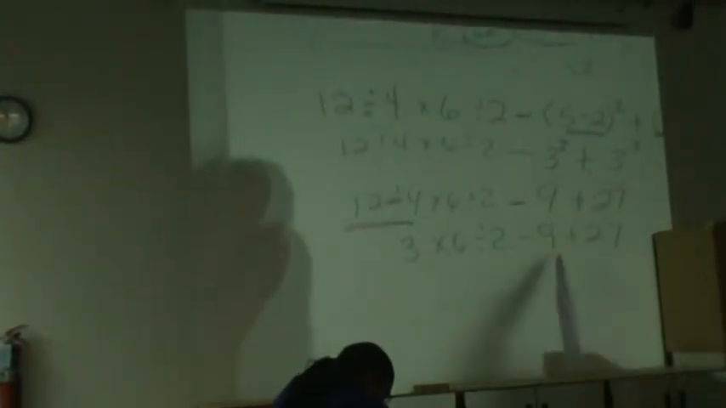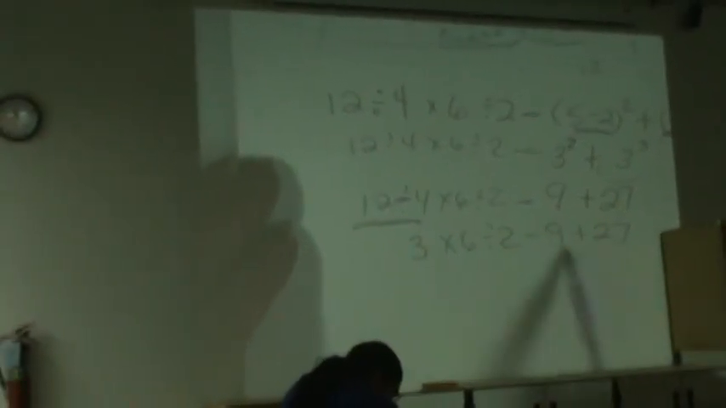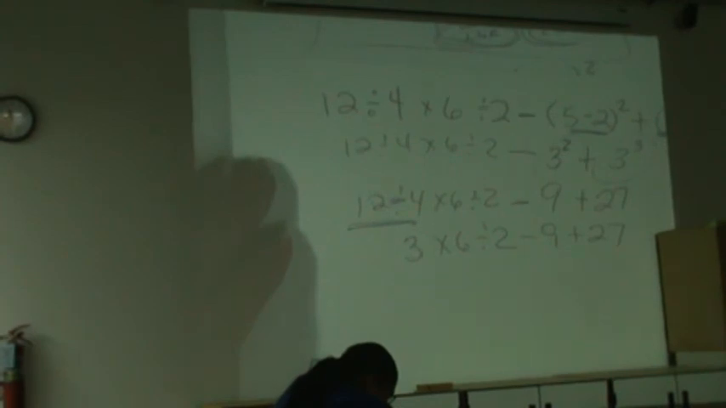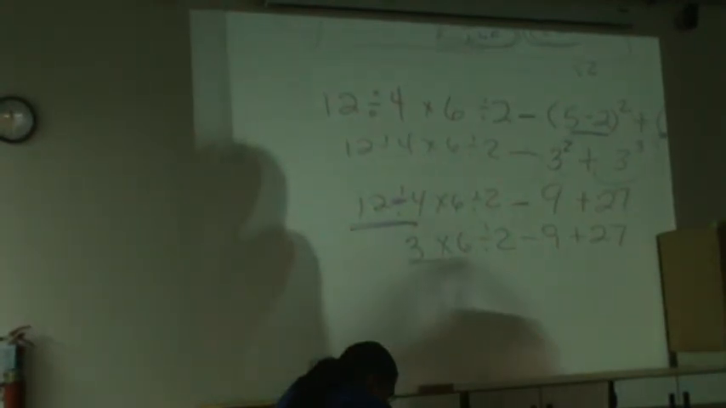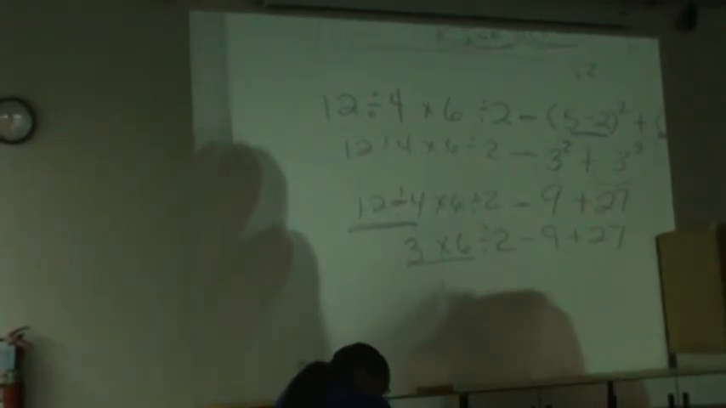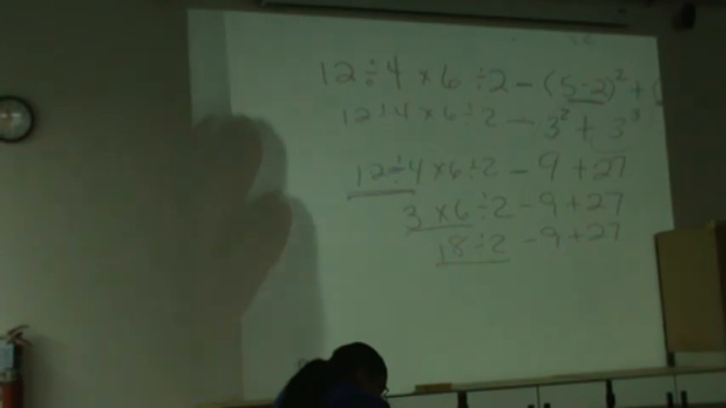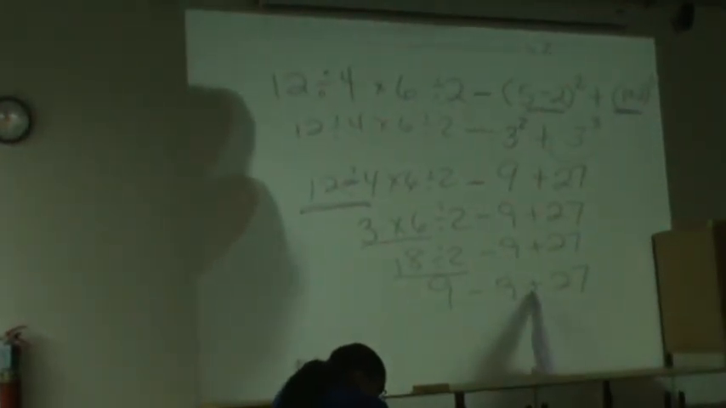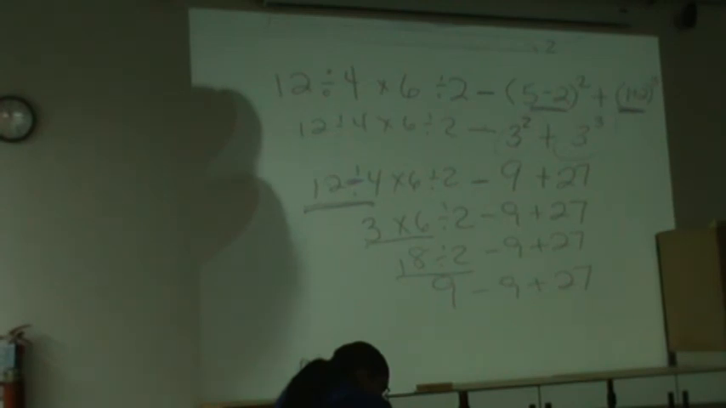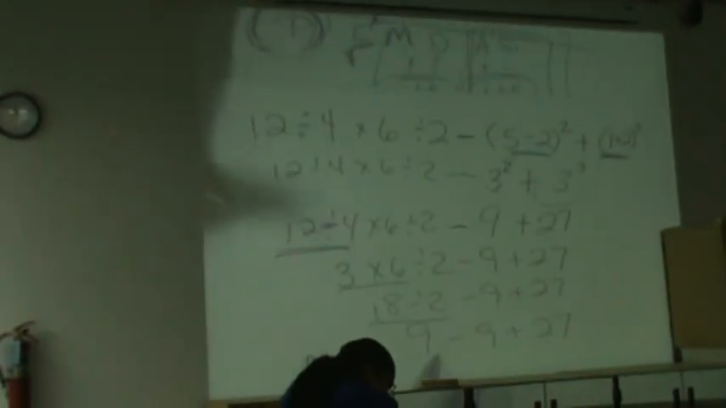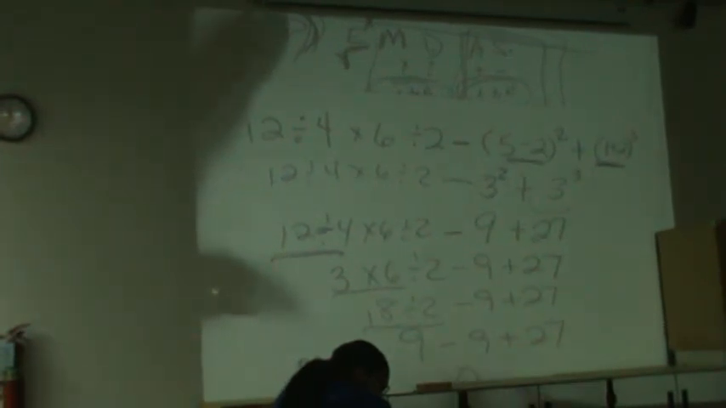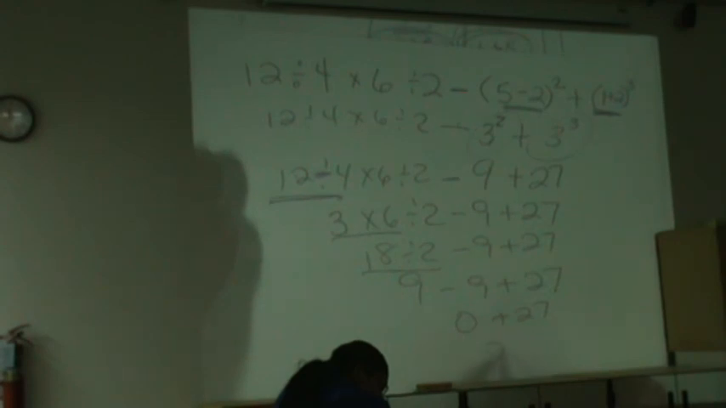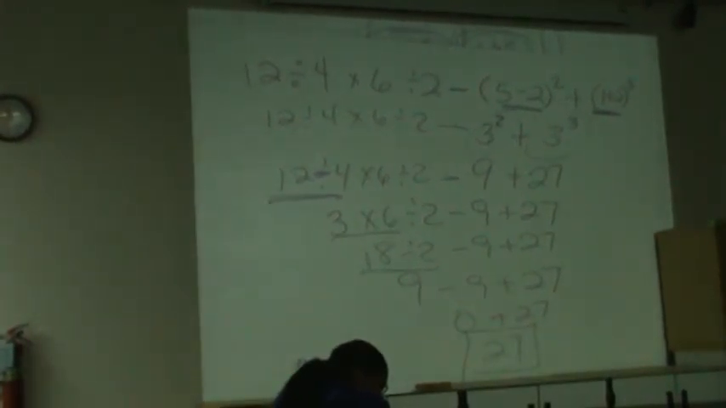Okay? Don't ever add this stuff together, okay? You'll have the wrong number. You gotta go left to right on multiply, divide, and add, subtract. 3 times 6, 18. And now, 18 divided by 2, 9. Adding and subtracting is left to right. You don't add this and then subtract later. Okay? They have the same power, just like multiply and divide have the same power. The subtract came first, so you're going to do it first. 9 minus 9, 0. Plus 27 is 27. If you do it in a different order, you're going to come out with a different answer.